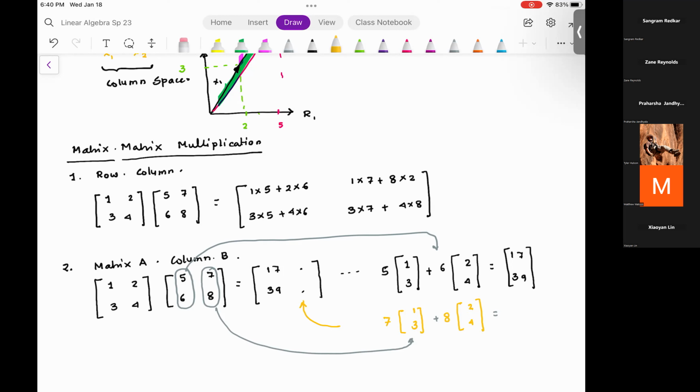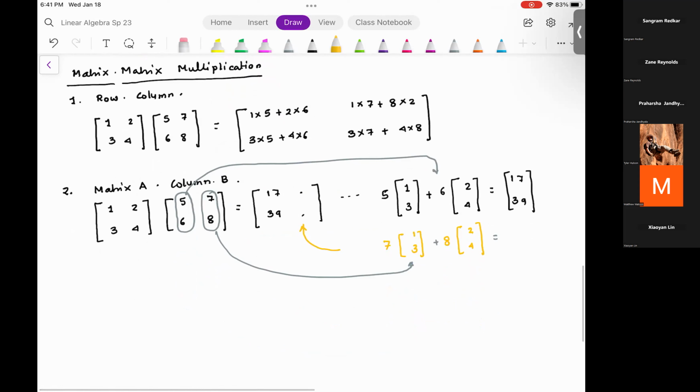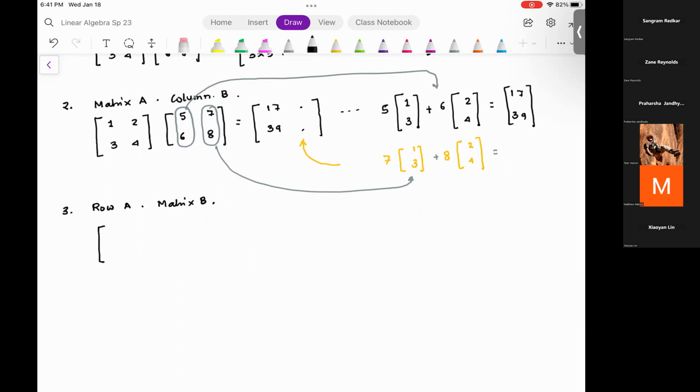And please understand, if you look at the answer, at the end of the day, the answer is going to be the same. The third way of multiplying this matrix is row of A and matrix B. So row of A and matrix B. So let's try this again. You have 1, 2, 3, 4. Then you have 5, 7, 6, 8.